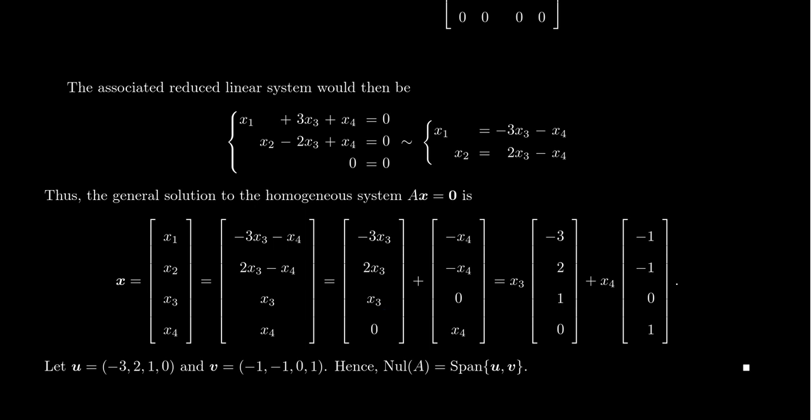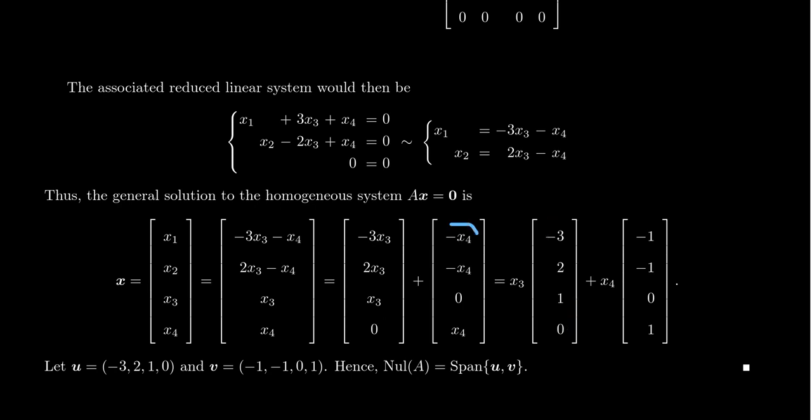We're going to do a similar thing for the next vector. Take a negative x4, a negative x4, get a 0 this time because there's no x4 in the third position, and then x4 for the fourth position. So we separated the vector according to the x3 and x4. And then looking at the first one, everything's divisible by x3, so we factor out the x3 and that leaves behind negative 3, 2, 1, and 0.